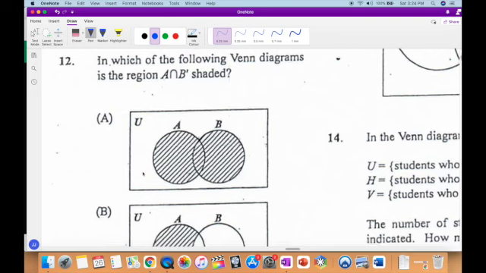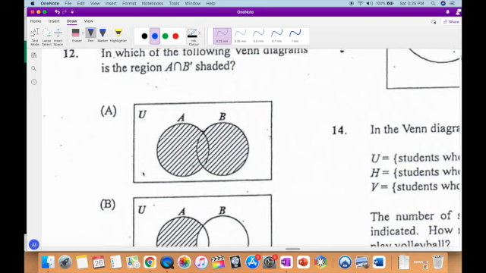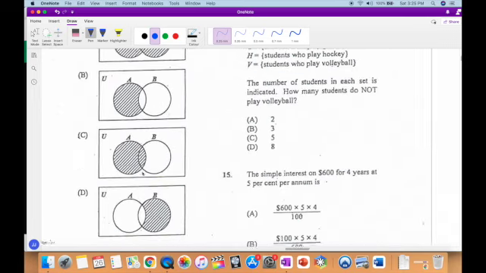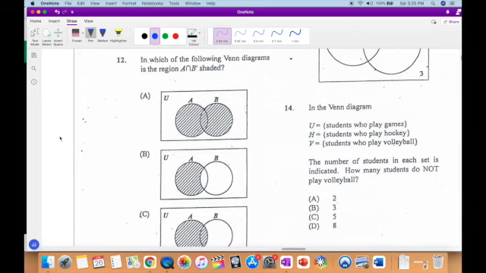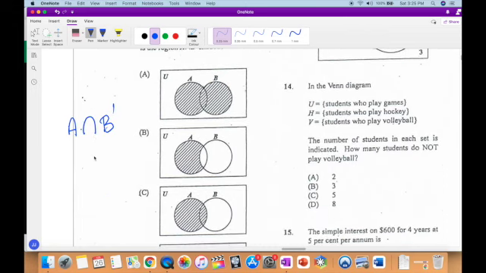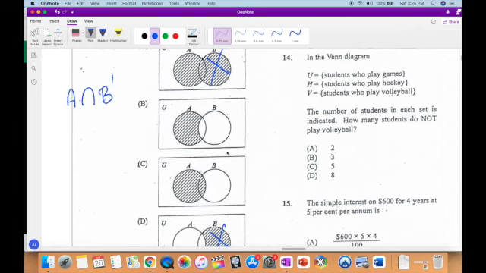Which of the following Venn diagrams is the region A intersect B complement? I think we did this already. What do we want? We want A, and we want A intersected with nothing that is in B. So obviously anything like this will be wrong, and obviously this will be wrong because I do not want anything that's in B. So these are my 2 options here.